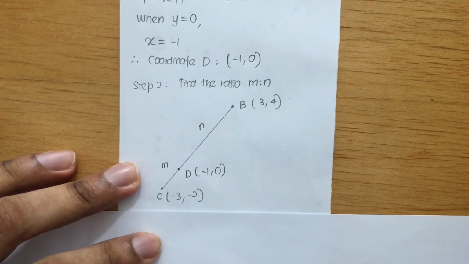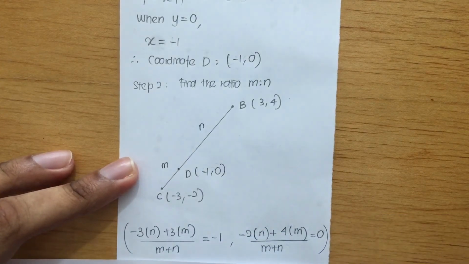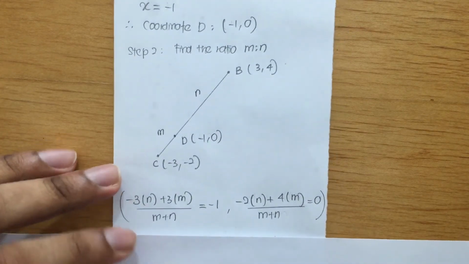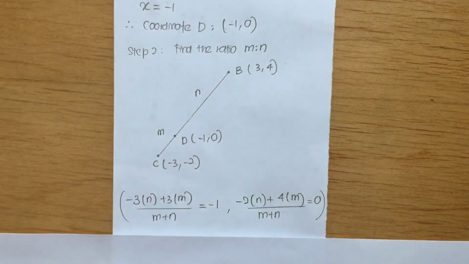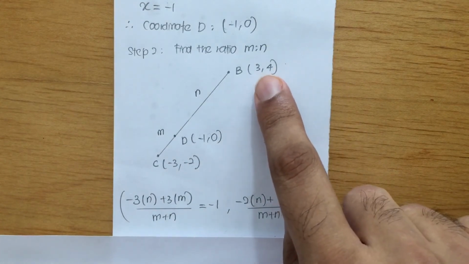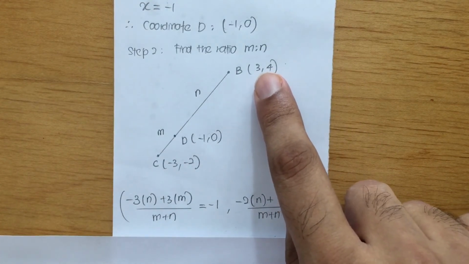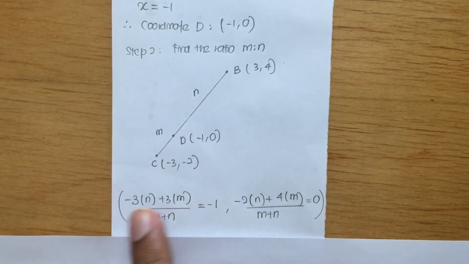Okay, now we're going to apply the line segment formula. Guys, by the way, if you do not remember the line segment formula, you can always refer back to it and then try to attempt this question. So what you're going to do is, the X coordinate of C, we're going to times with the opposite ratio. So -3 times with n, plus the X coordinate of B, 3, times with the opposite ratio, which is m, and then you divide with m plus n, equals to -1, guys. So this is the comparison for the X coordinate.